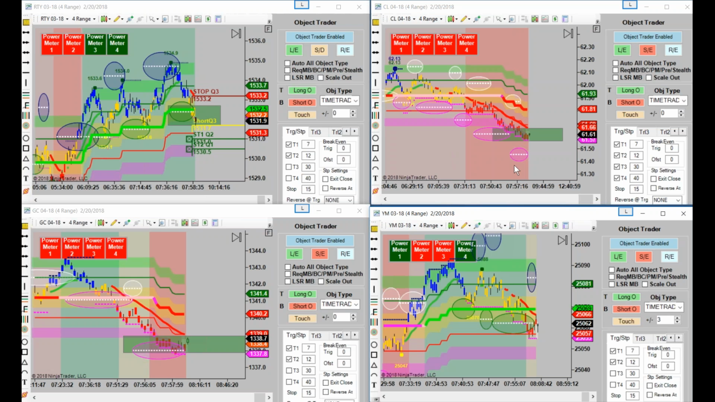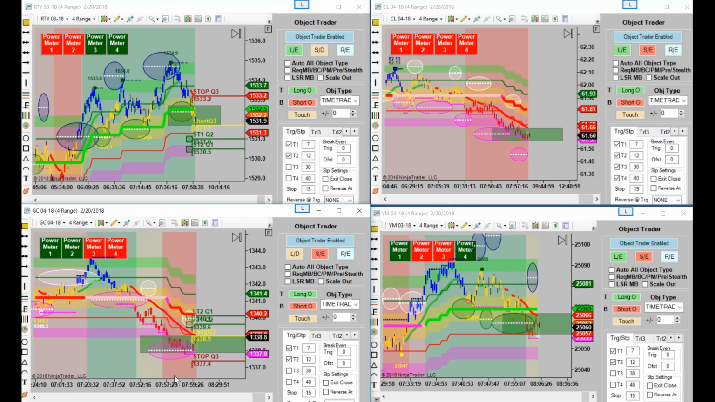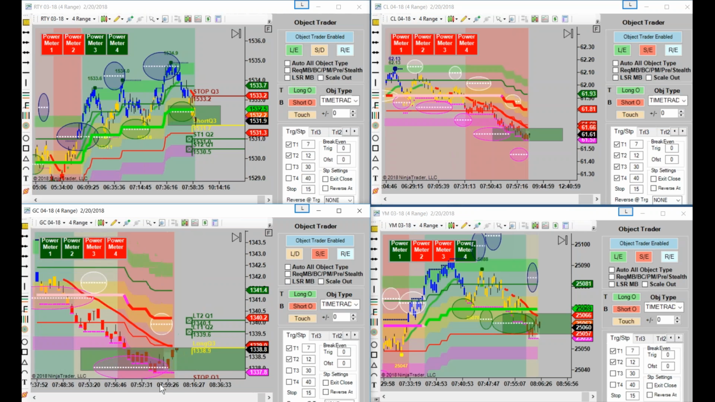Anybody remember gold this morning at 750 something? We got a monster nice long trade. I'm not even going to let it do its thing because I traded that this morning. But if you're going to do something like with 4 charts, you probably just want to scalp. Because you could go ahead and let a runner run if you want to.